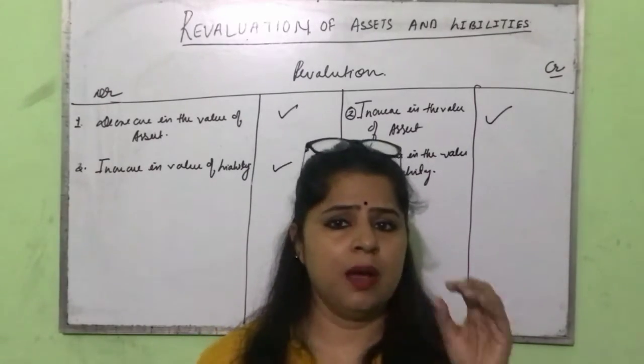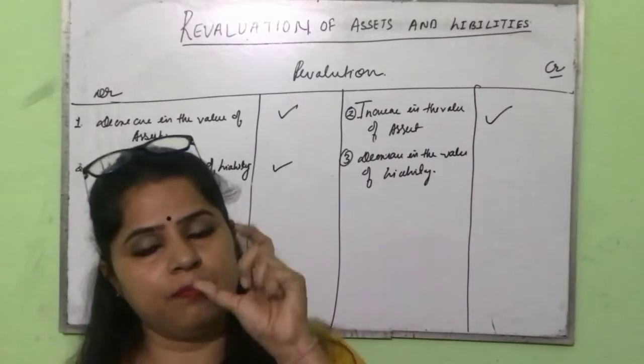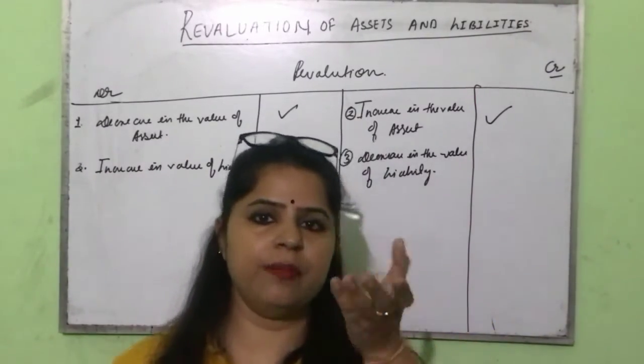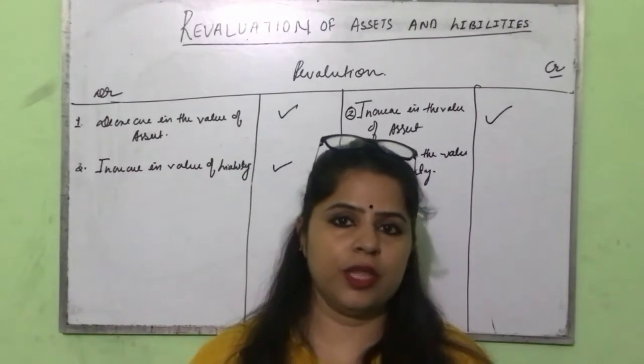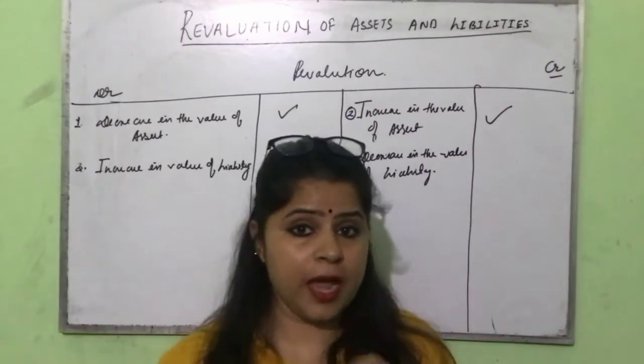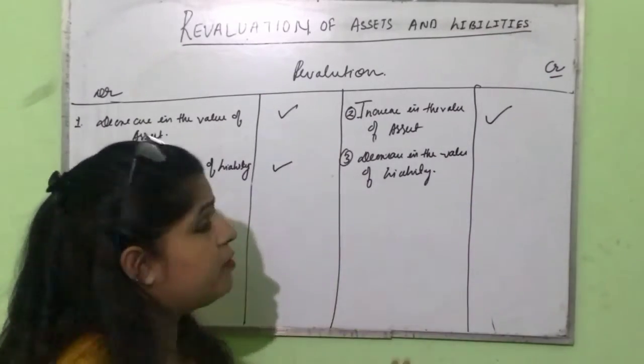So it means my creditor is decreased by 1,000. तो नए बैलेंस शीट में क्रेडिटर कितना दिखाएंगे? 50 में अगर 1,000 कम हो गया तो in the new balance sheet you will show the value of creditor 49,000.